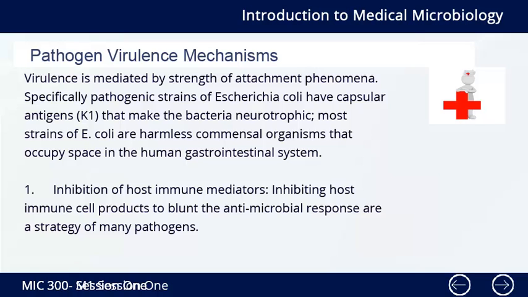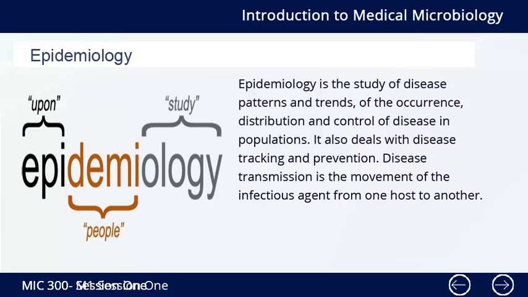Firstly, inhibition of host immune mediators. Inhibiting host immune cell products to block the antimicrobial response is a strategy of many pathogens. The epidemiology. Epidemiology is the study of disease patterns and trends, of the occurrence, distribution, and control of disease in a population. It also deals with disease tracking and prevention.